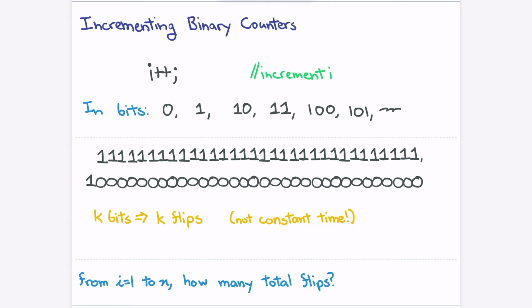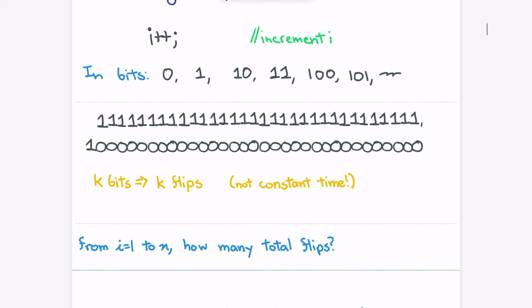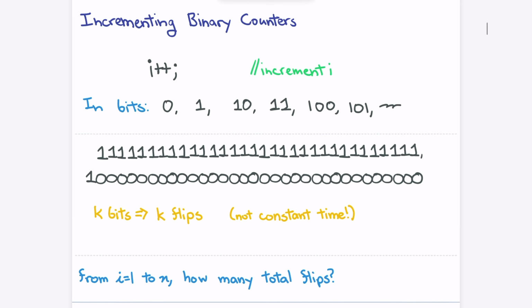What you want to know is what's the total amount of time it's taking me to increment the integer over the course of my algorithm, which, if I divide out by the number of times I increment, could also be a question of what's the average number of flips per increment. Okay. So what is the total number of bits that get flipped as i goes from 1 to n?